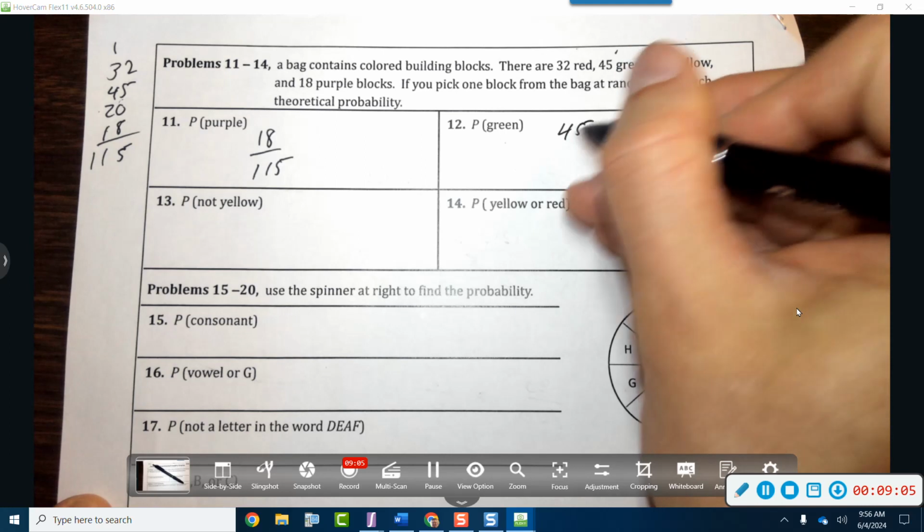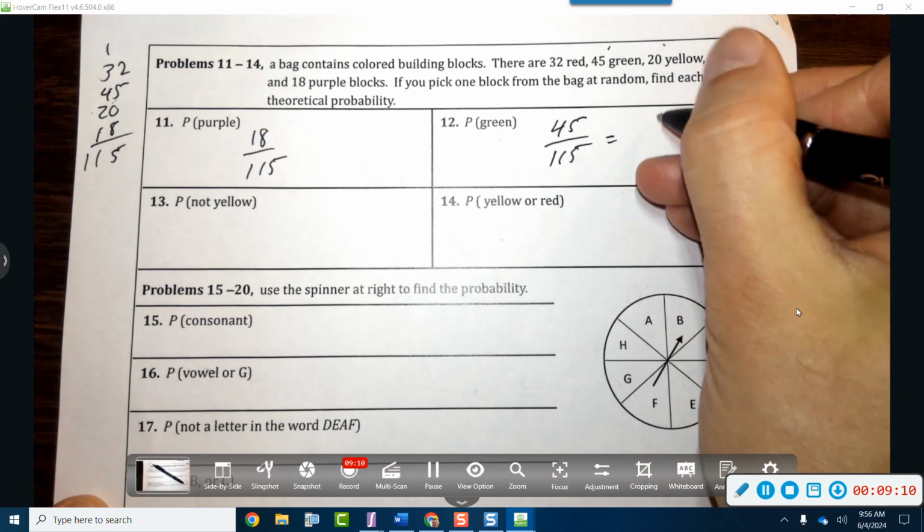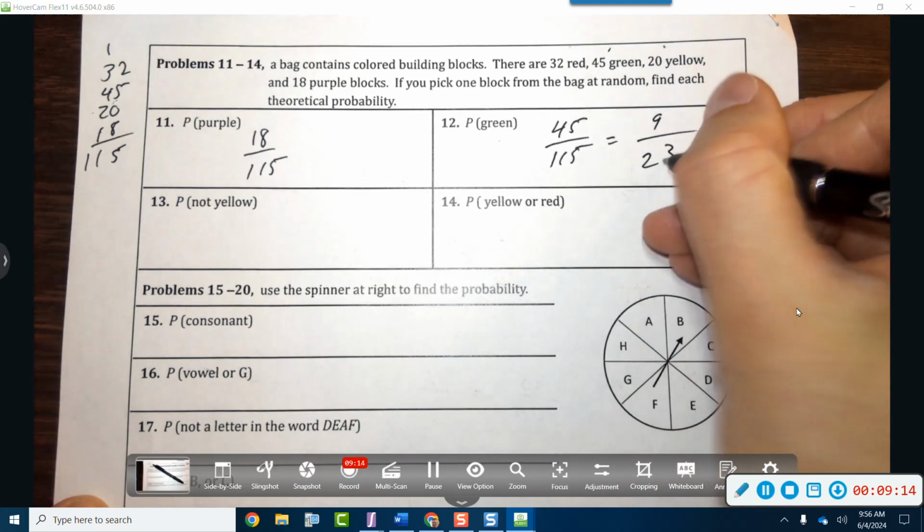Green. Well, 45 out of 115. Looks like 5 will go into those. What do you got? 9. And then 5, 2, carry the 1, 5, 3. So 9 out of 23.